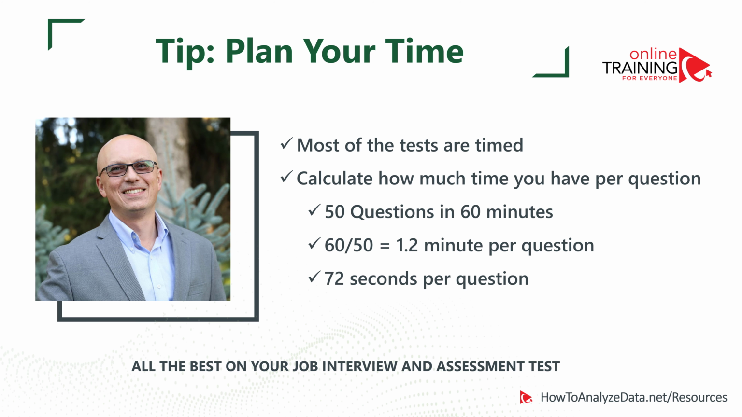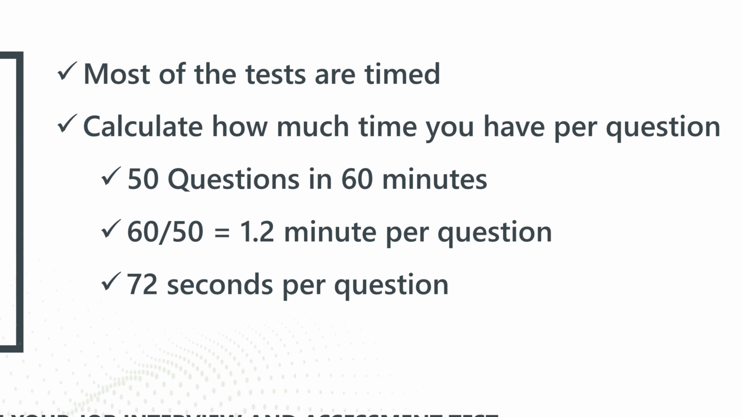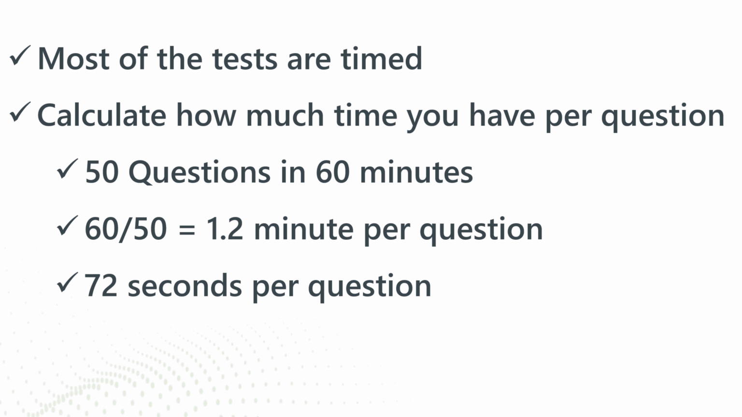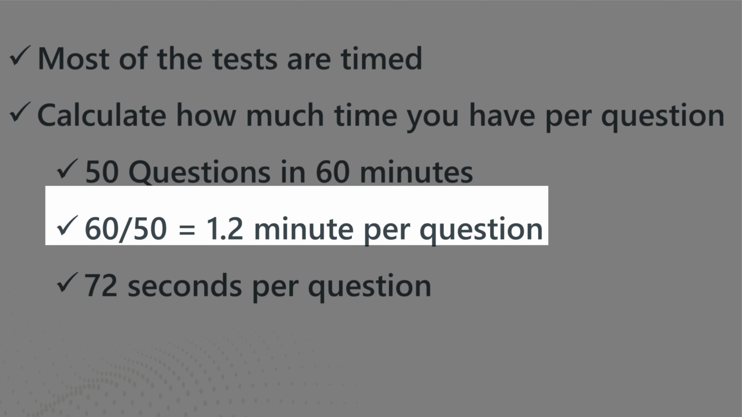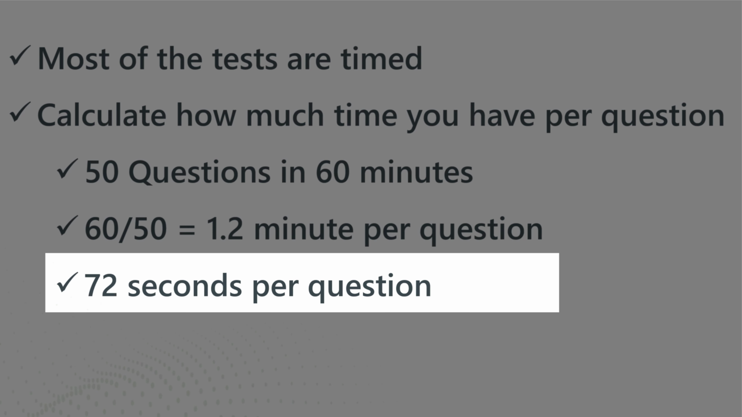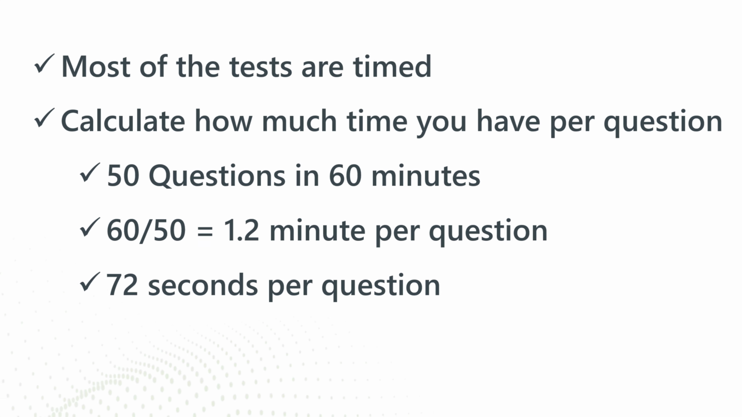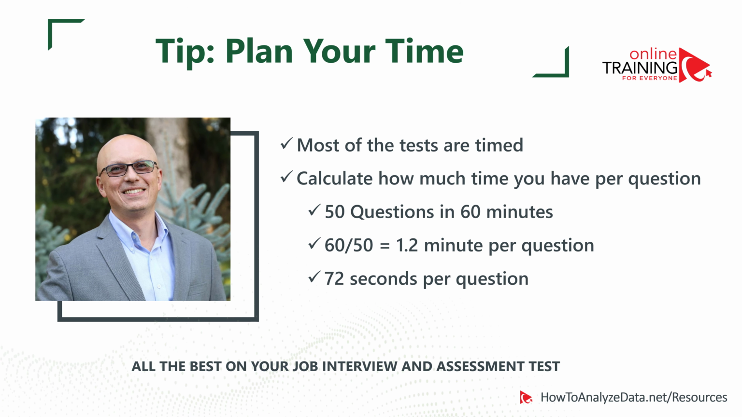Let me give you a tip on how to plan your time during the test. As you're probably well aware, most of the assessment tests are timed. One thing you can do to increase your chances of passing the test is to calculate how much time you have per question. For example, if you have 50 questions that you need to complete in 60 minutes, you can do a quick math in your head. Dividing 60 by 50 gives you about 1.2 minutes per question, which is the equivalent of 72 seconds per question. Having this information handy will tell you how much time you need to allocate for each question. Now let's continue and get you ready for the assessment test.